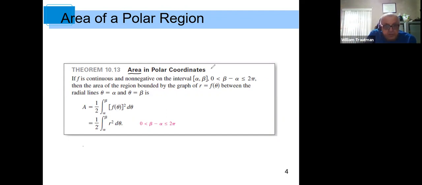Area equals 1/2 integrating the function squared d theta, or you can say r squared d theta, where r is the function.